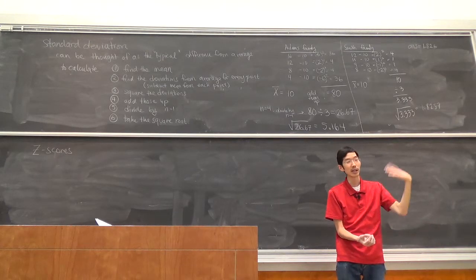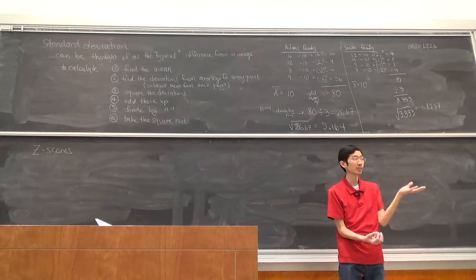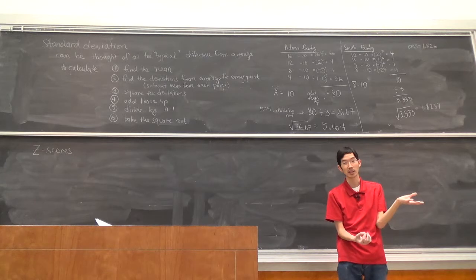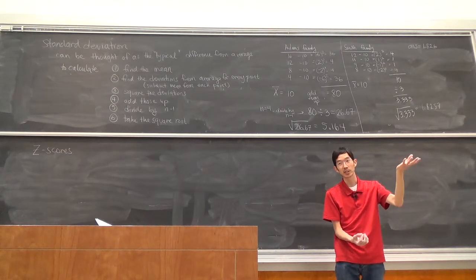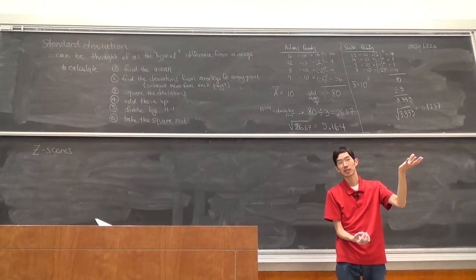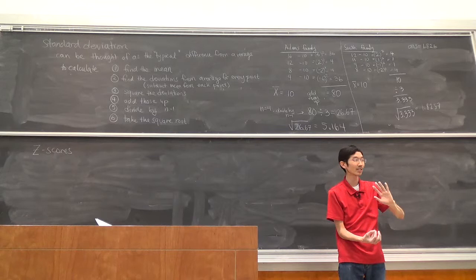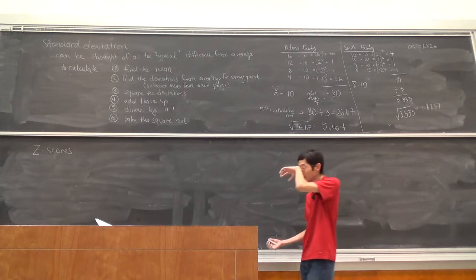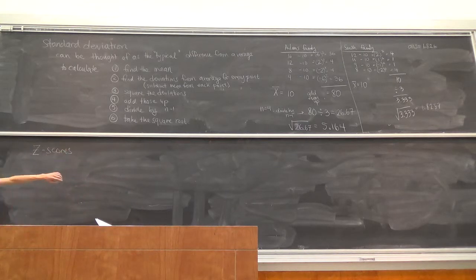Somebody who makes $90,000 per year, how many standard deviations are they away from the mean? 2. They are 2 standard deviations above the mean. Are we following this conversation? Some of you are nodding yes, others of you are shaking your head no. Okay, so I'll try to illustrate this.